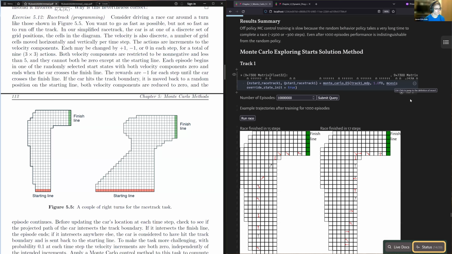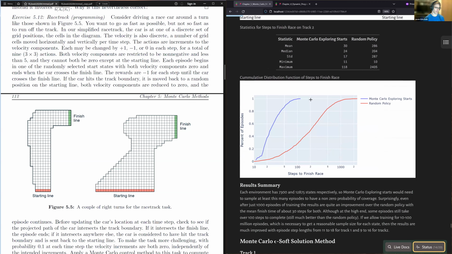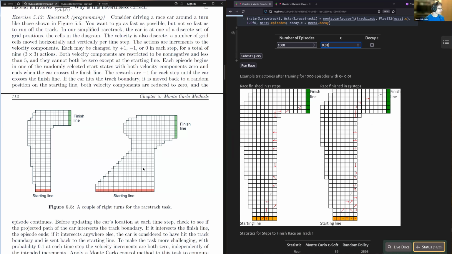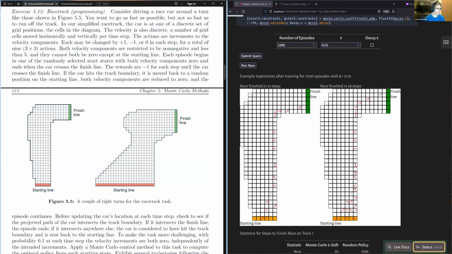So any questions about the different methods here, or how the results end up being? Because they should cover all the techniques in the chapter, right? There was the exploring starts, epsilon soft, and then the off policy learning.